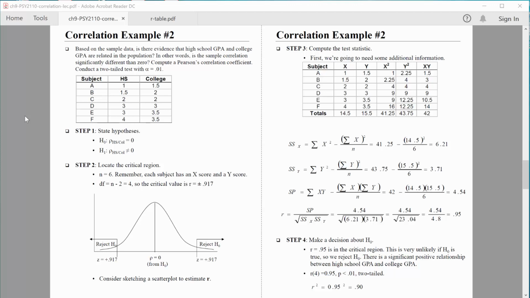Hi everybody, welcome back. Let's talk about the second correlation example. It says, based on sample data, is there evidence that high school GPA and college GPA are related in the population? Of course, we just have sample data.